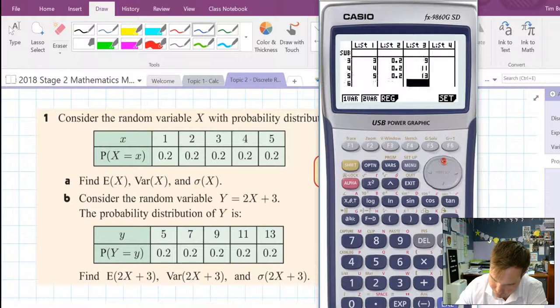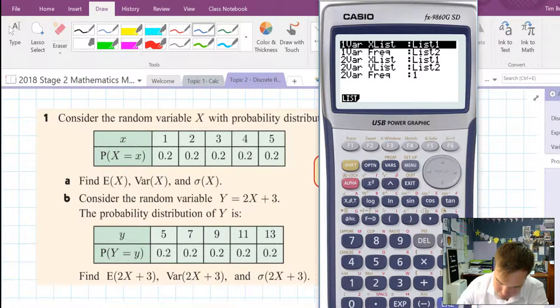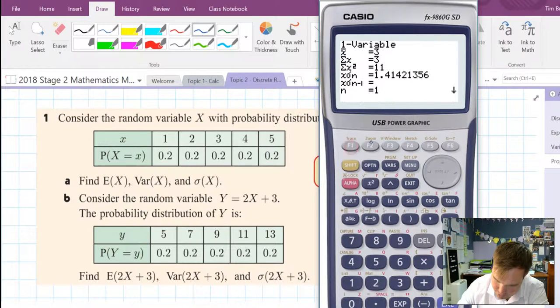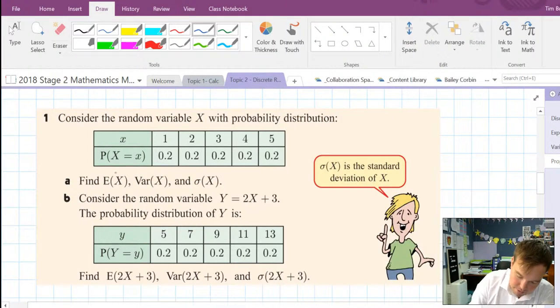So here is the calculator, and we want settings, variable list, list 1, they're the variables, frequency list is list 2, they're the frequencies, or the probabilities, and we press one variable. And unsurprisingly, the expected value, or average, is 3. The standard deviation is, well, that actually is root 2, which is quite nice. So here, the expected value is 3, standard deviation is root 2, variance is just going to be 2.